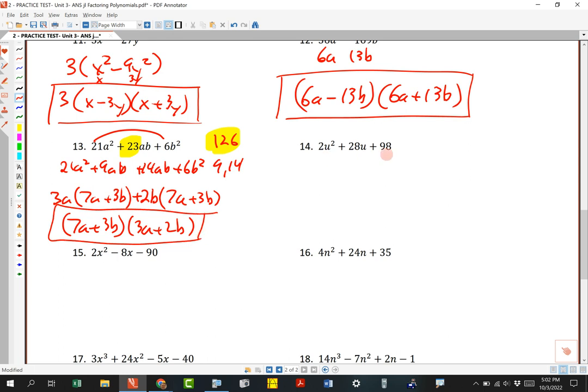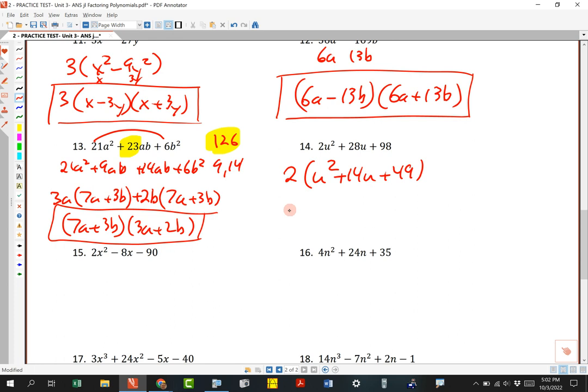We'll take a look at this. Again, looks ugly on its face, but let's just take out a 2. If you take out a 2, suddenly we have u squared plus 14u and then plus 49. You can do this a couple of different ways. We need numbers that multiply to be 49 that combine to be 14.